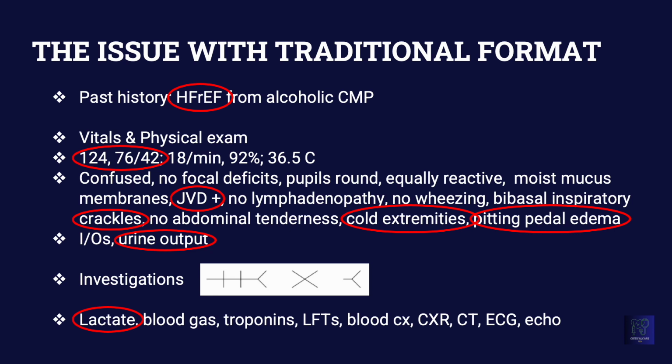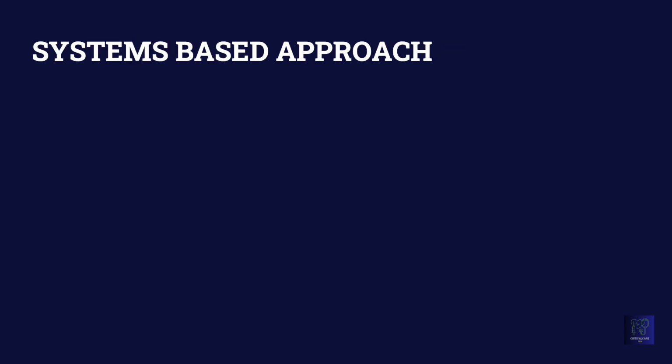Patient's urine output and lactate are important to know to understand how the patient's perfusion status is. And then ECG and echo are also important pieces of information. So, when data is presented in this way, it can get very confusing as relevant pieces of information are scattered all over the place between irrelevant or less relevant pieces of information. That's why a systems based approach is much better.